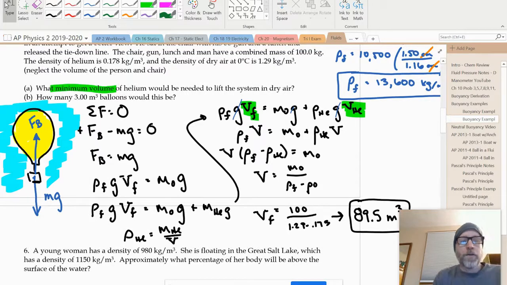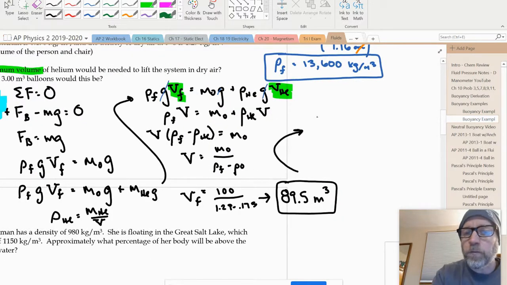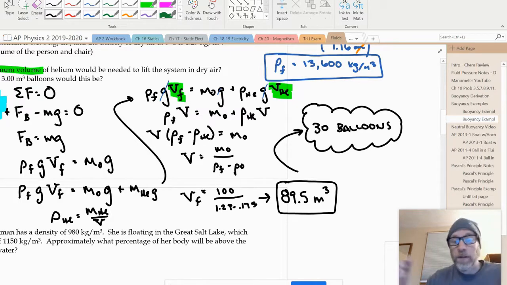So 89.5 meters cubed of helium would be necessary. So how many 3 meter cube balloons would this be? The answer would be 30 balloons. And a heck of a lot of helium. Helium now is actually getting more and more expensive because it's getting harder and harder to find. So it might not be the most efficient way to do it, but man, it would be so cool.